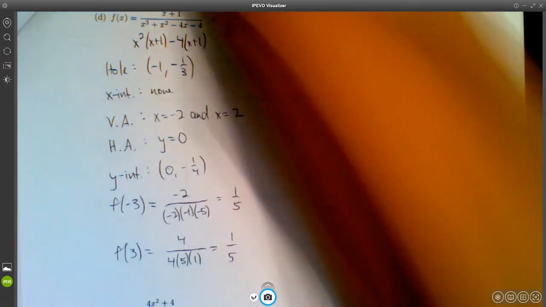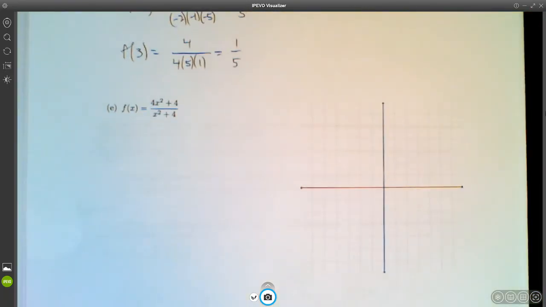Let's do part E. 4x squared plus 4 over x squared plus 4.